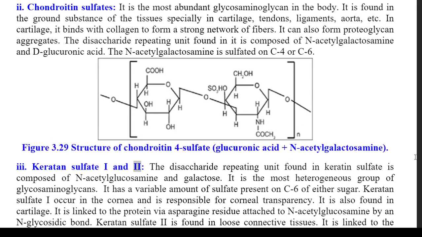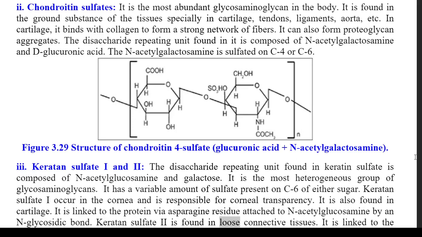3. Keratan sulfate I and II. The disaccharide repeating unit found in keratan sulfate is composed of N-acetylglucosamine and galactose. It is the most heterogeneous group of glycosaminoglycans. It has a variable amount of sulfate present on C6 of either sugar. Keratan sulfate I occurs in the cornea and is responsible for corneal transparency. It is also found in cartilage. It is linked to the protein via asparagine residue attached to N-acetylglucosamine by an N-glycosidic bond.